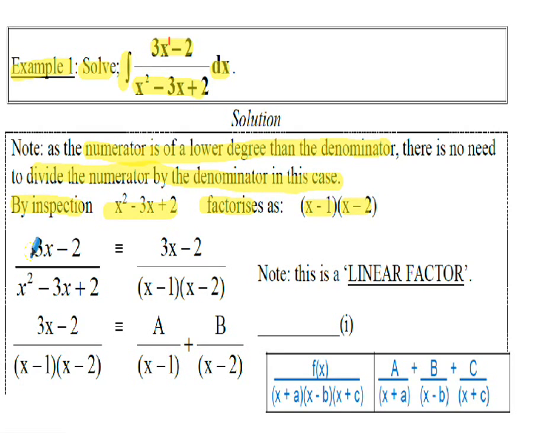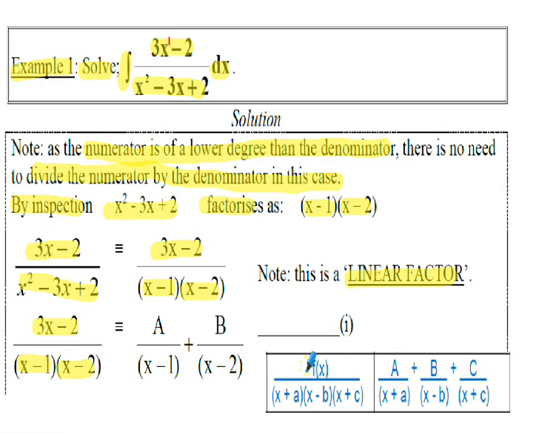So given the problem of 3x minus 2 divided by x squared minus 3x plus 2, that can now be written as 3x minus 2 divided by x minus 1 in brackets multiplied by x minus 2. That's the factorisation of the denominator. This is a linear factor because we've got no squared terms inside the bracket or outside the bracket. So now what we need to do is to resolve the 3x minus 2 divided by the x minus 1 multiplied by x minus 2 into partial fractions form.